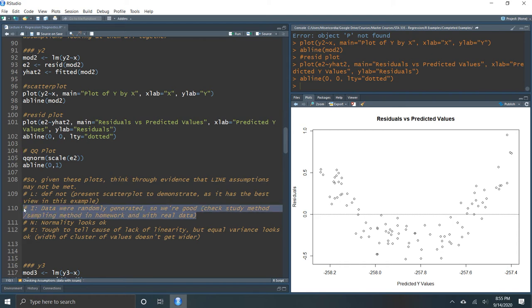Independence, data were randomly generated, so we don't have to worry about independence. Again, this isn't really a plot thing. This is more a methodology thing.